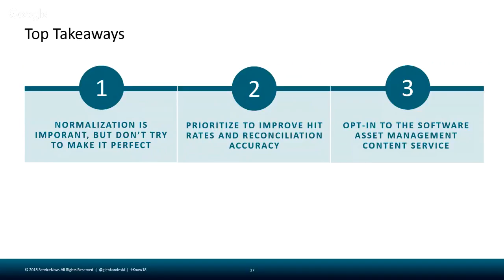Prioritize and improve the hit rates for that reconciliation accuracy. Take those steps that I mentioned, focusing on your larger publishers, focusing on any true-ups that are coming up on your calendar, and then focusing again on those licensable products. And last but absolutely not least is do opt in to the Software Asset Management Content Service. That gives you the best way to improve your normalization accuracy, because you're sending your own software installations to the content service. And there's a lot of great information, again, on the documentation site about the content service.